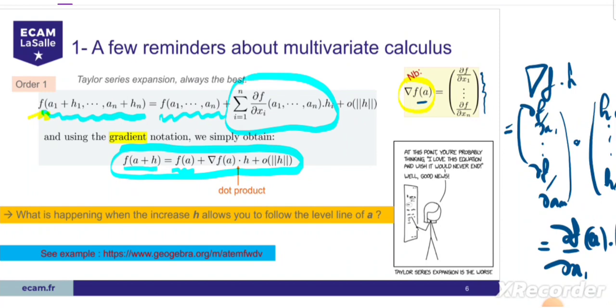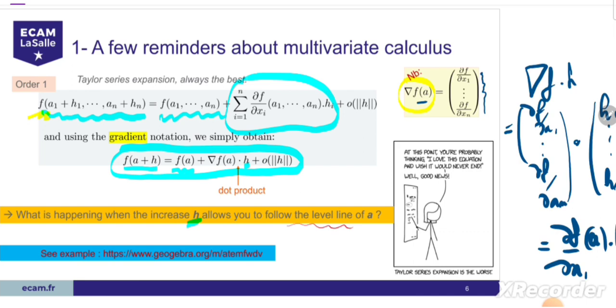So this is the first order Taylor expansion for my function at point A in a direction given by that vector h, right? Just one small thing that we can see is what's happening when this h allows you to follow the level line of A. Okay, what's happening in that case? Let's see. If that h value allows you to remain on the level line of A, what's happening?